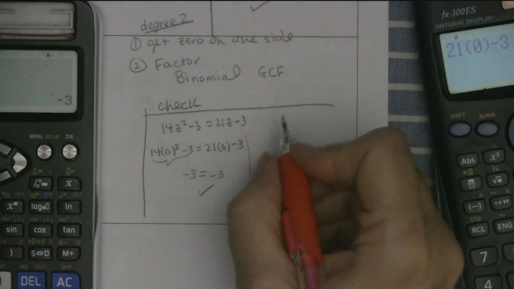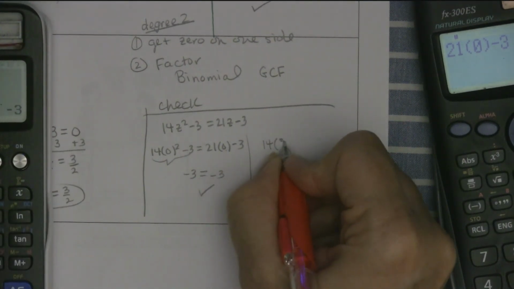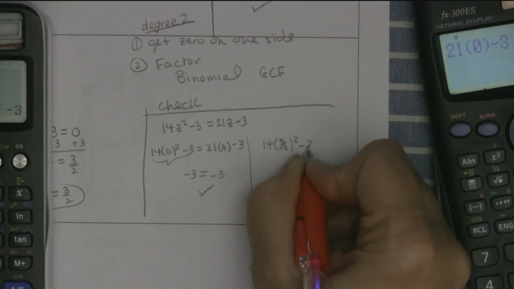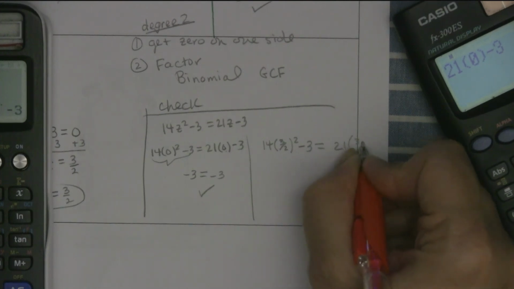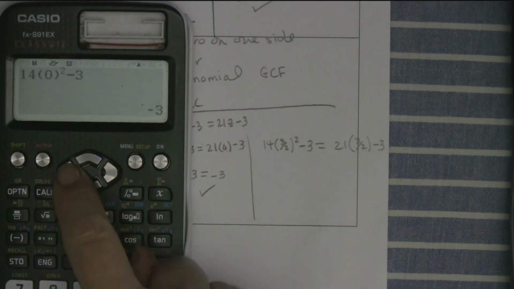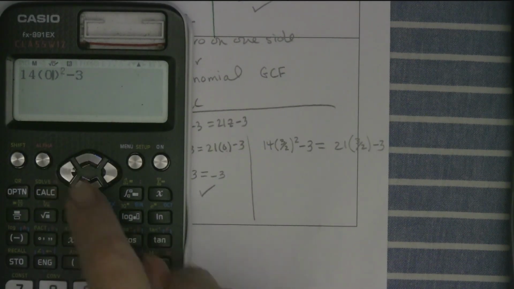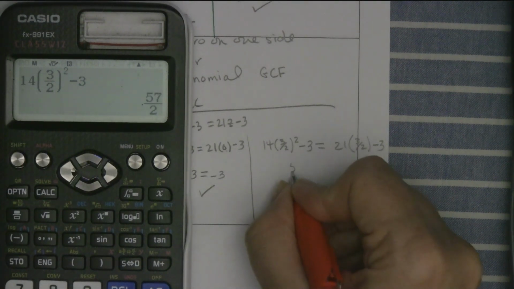Great. Okay, so then the other one was 3 over 2. So 14 times 3 over 2 squared minus 3 equals 21 times 3 halves minus 3. So when I put this in, instead of 0, I'm going to put 3 halves. So 3 halves like that, 3 divided by 2. Or if that drives you crazy, you could use the fraction key like this. Whatever, it doesn't matter. So this side's 57 over 2.